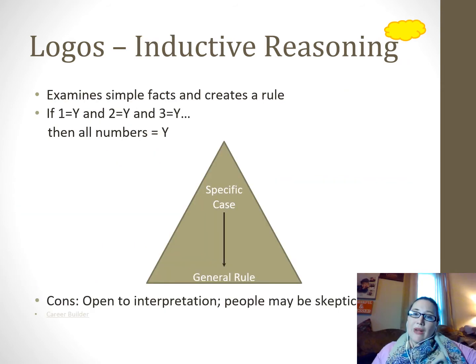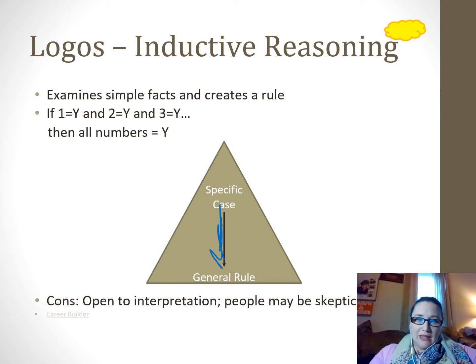So let's try it. Okay, our next type of reasoning is called inductive reasoning, which basically just flips our pyramid here. And we start with the specific case here, and we end with the general rule, which is the opposite of what we did just a minute ago.